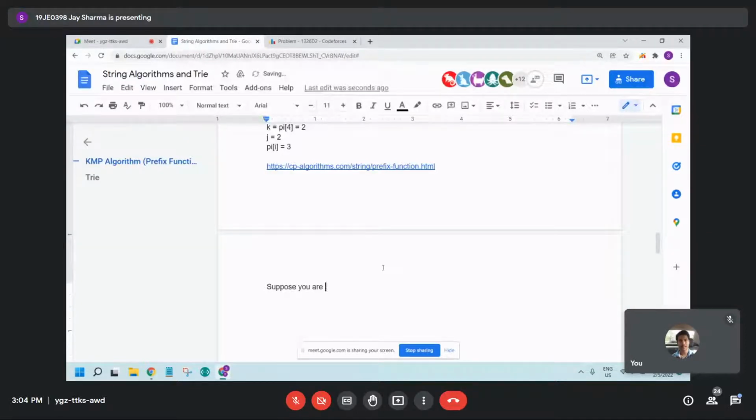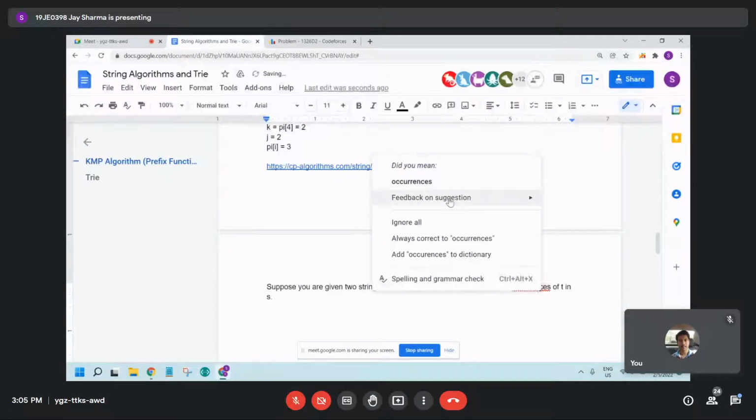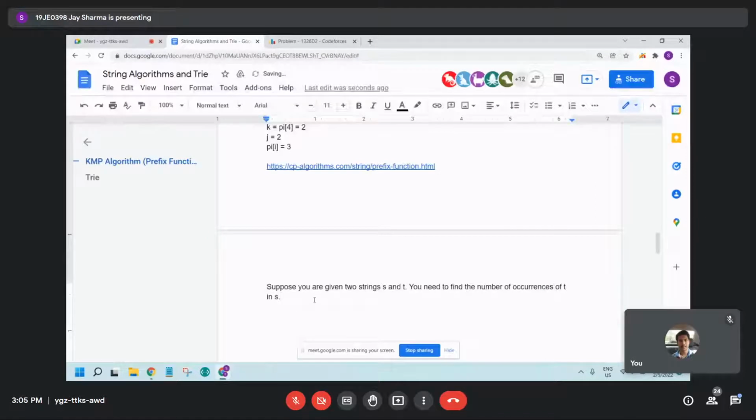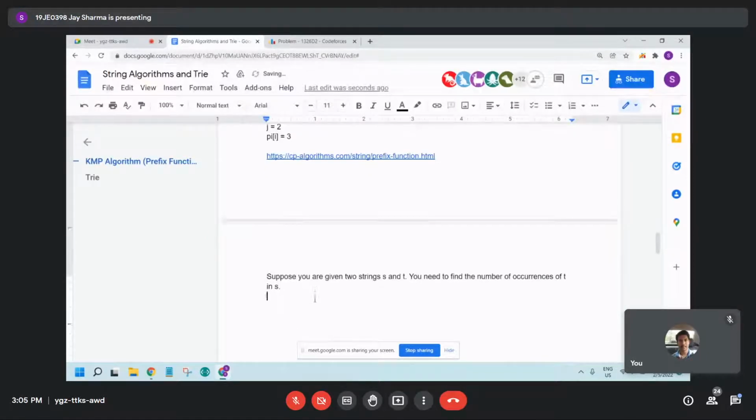Suppose you are given two strings s and t, and you need to find the number of occurrences of t in s. Suppose two strings are given, s and t, and you have to find how many times t is appearing in s as a substring.